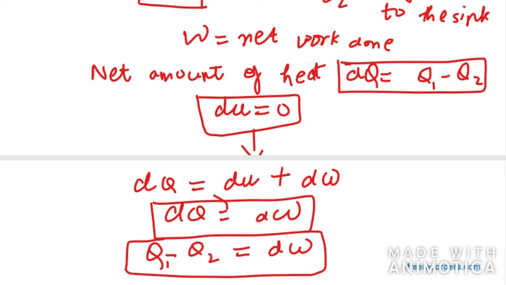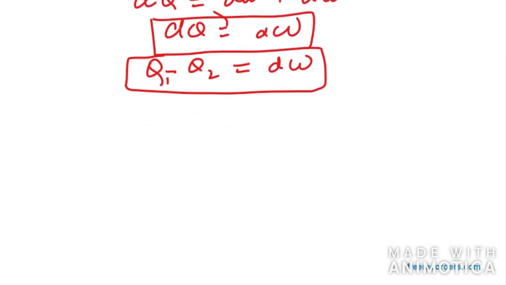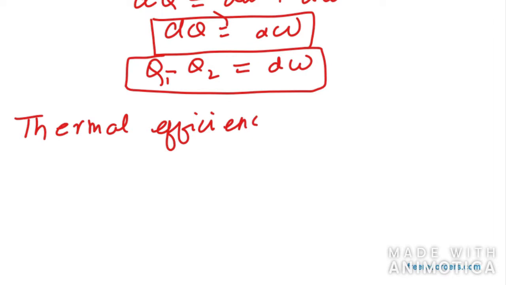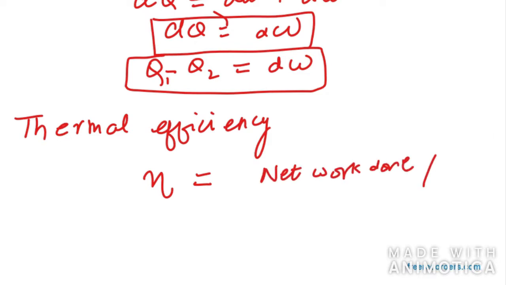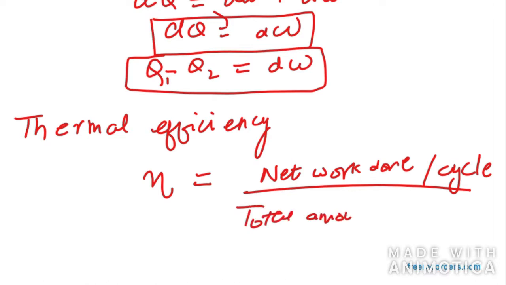Now we need to calculate the thermal efficiency of the heat engine. Thermal efficiency is the ratio of net work done per cycle by the engine to the total amount of heat absorbed per cycle by the working substance from the source. So the thermal efficiency of a heat engine is given by eta, which is the net work done per cycle, taken per cycle and not for the whole system, over the total amount of heat absorbed per cycle.